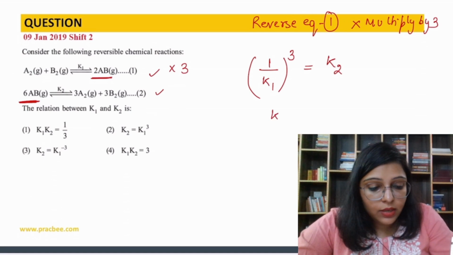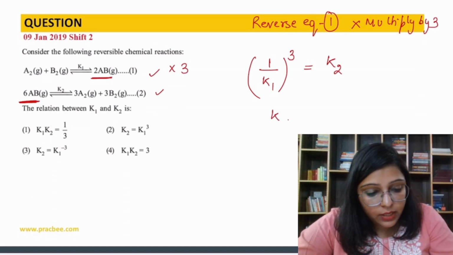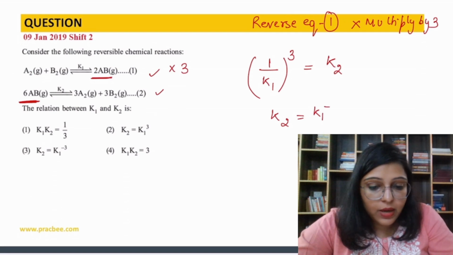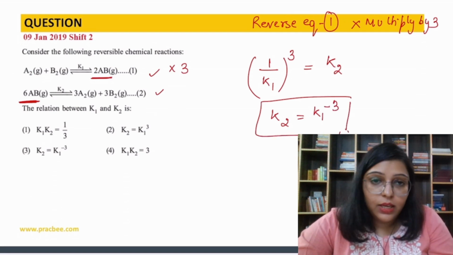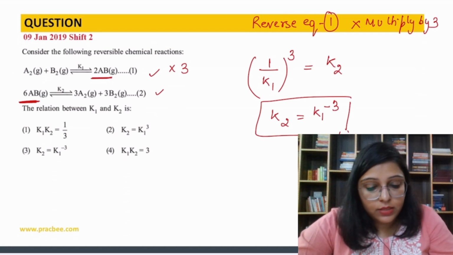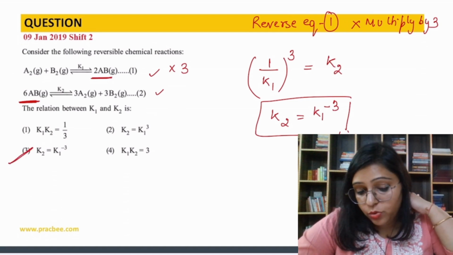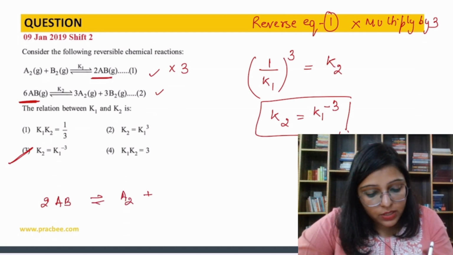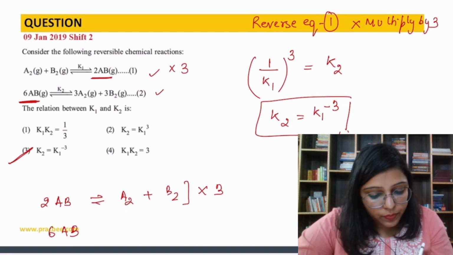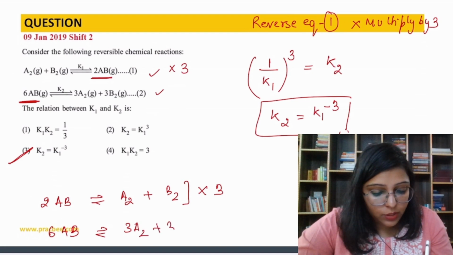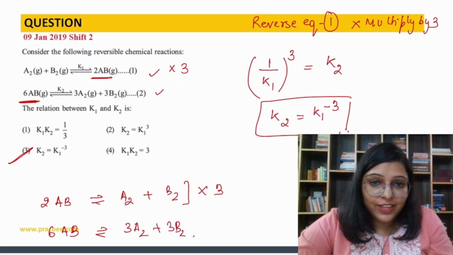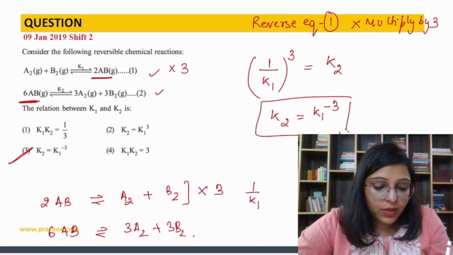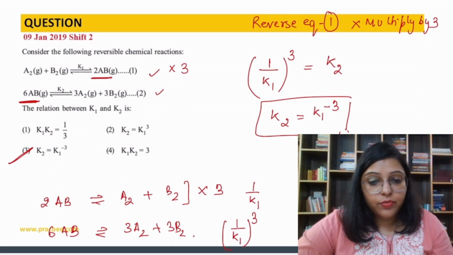So what we can write? We can write K2 is equal to K1 to the power minus 3. Okay? K2 is equal to K1 to the power minus 3. Let's prove it. Reverse the first equation. So we have 2AB gives A2 plus B2. Now multiply this by 3. So we get 6AB gives 3A2 plus 3B2. Same thing. Once you reverse it, it is 1 by K1, and when you multiply by 3, it is 1 by K1 to the power 3. That is equal to the value of K2.